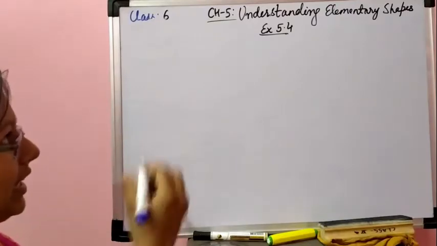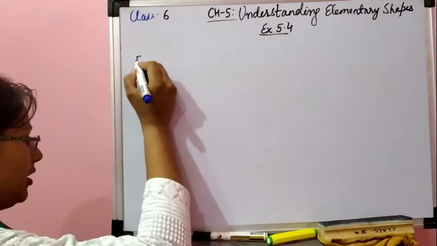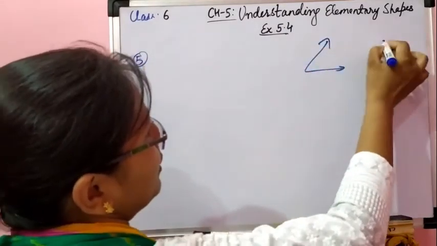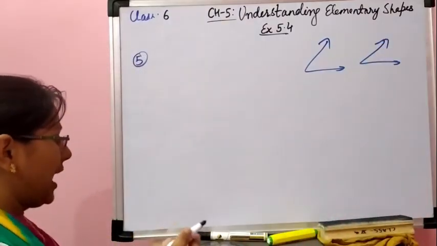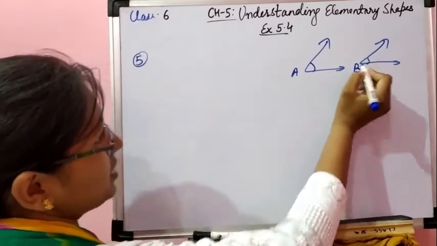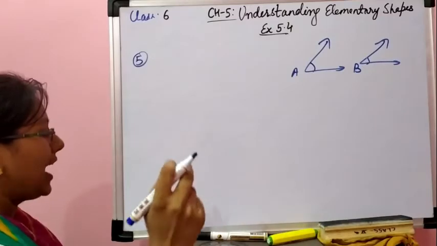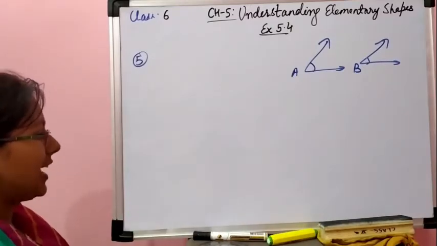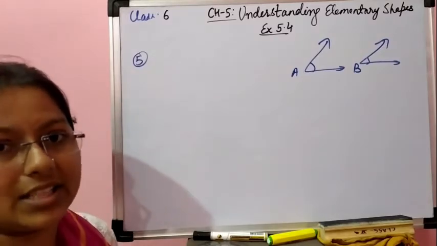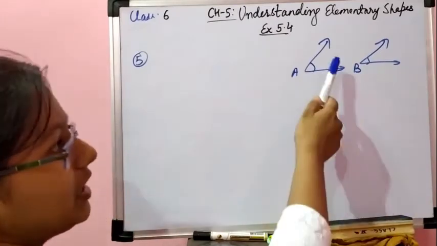Now proceeding ahead in this exercise, we will discuss question number 5. In question number 5, in the diagram in the textbook, you have been given 2 angles. The name of one angle is A and the name of another angle is B. The question is, which angle has a larger measure? First estimate and then measure. Estimate means you have to guess which has the larger measure, whose value is more.